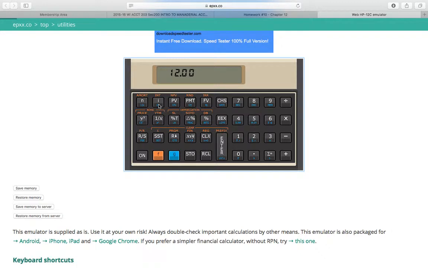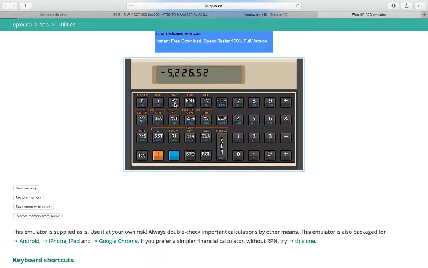Now that we have in our discount or required rate of return and all of our cash flows, we're going to look for the NPV, this NPV button right here. And that's orange, so I need to push the F button to make it orange, and NPV.